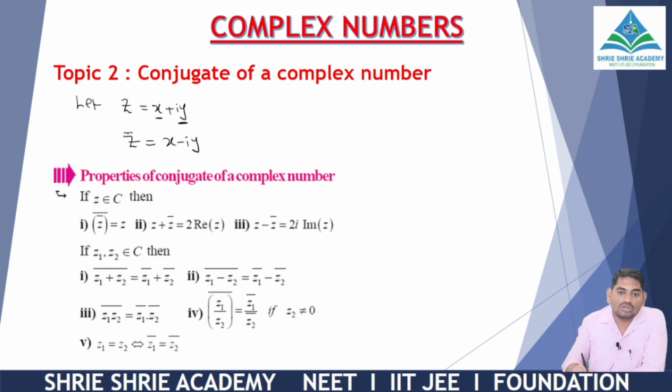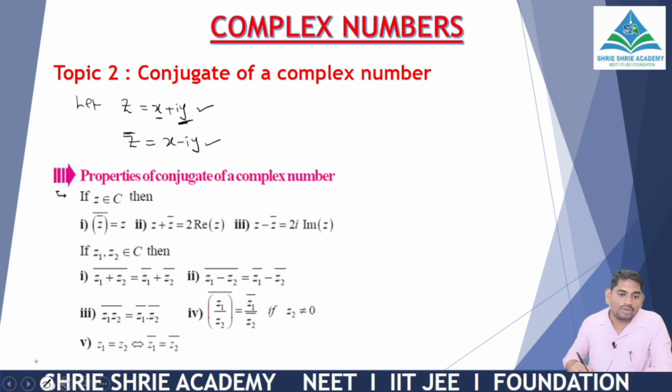So what is a conjugate? We just change the sign of the imaginary part. Y is the imaginary part, and here we have the positive sign. We change the sign, I mean positive becomes negative. If it is negative, we change it to positive. So z is equal to x plus iota y is any complex number, then its conjugate is represented as z bar, which is equal to x minus iota y.